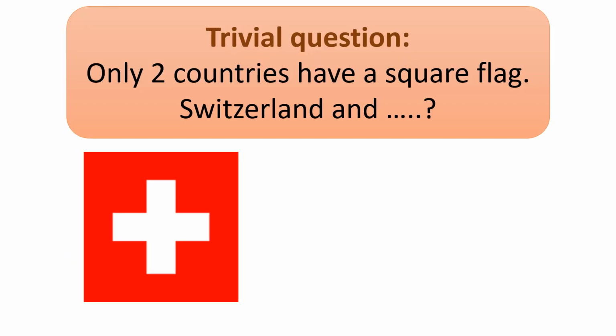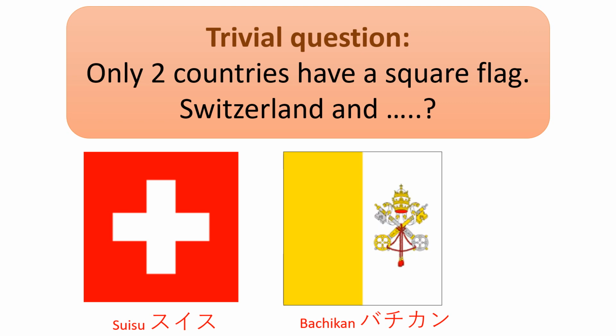Now let's enjoy some trivial questions. Only 2 countries have a square flag in the world. Swiss, Switzerland, and which country? 何ですか？答えは、バチカン、Vatican City.